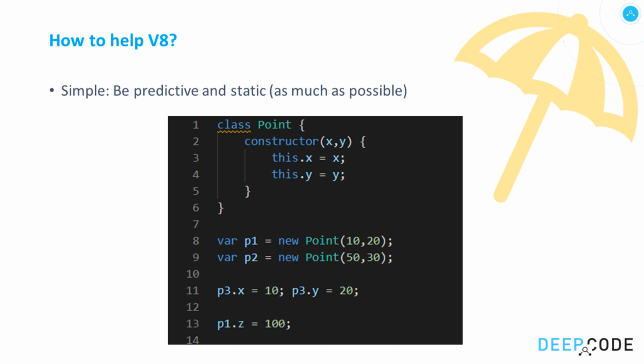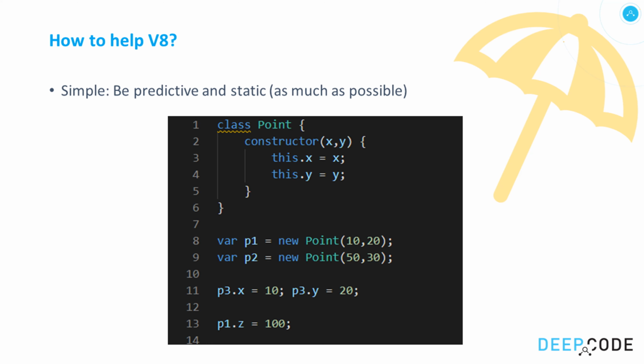Example number 1: we have a class, and the class has a constructor. As you can see in line 8 and line 9, I'm using these constructors to generate instances of this class. For the V8 engine, the nice part about this is that it's really easy to understand that this is the same class, and it can define one hidden class structure for this and optimize the code to use this one class structure.